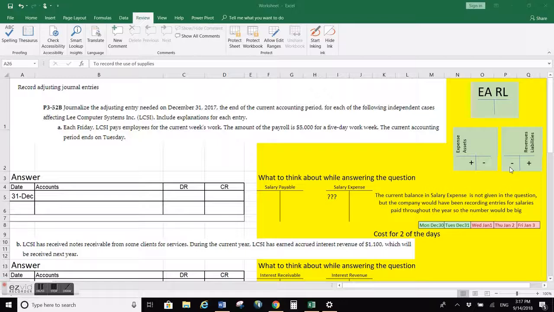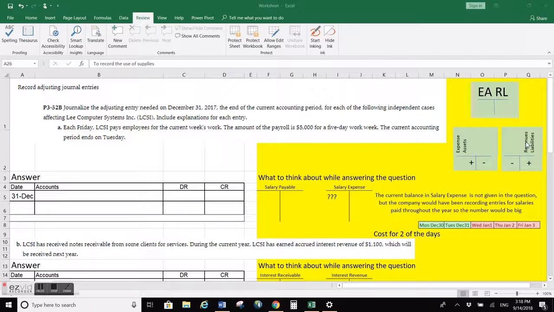One really important point about adjusting entries is that they're always going to impact an income statement account and a balance sheet account. So you're either going to be debiting expenses or crediting revenues, and then the other half will either be an asset or a liability.